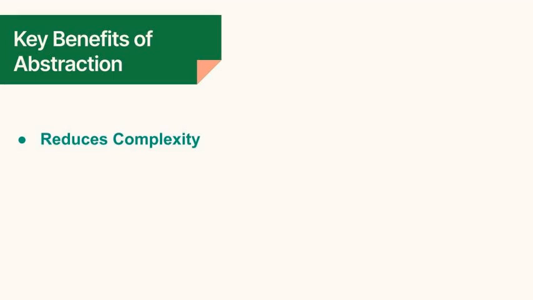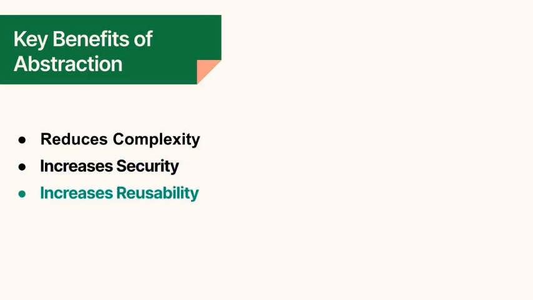Let's discuss the key benefits of abstraction. Abstraction hides the messy details. Just like using a TV remote, you only need to know which button to press without understanding how the TV works inside. It increases security. By keeping the inner workings hidden, your code is safer. It prevents others from accidentally messing with important details.